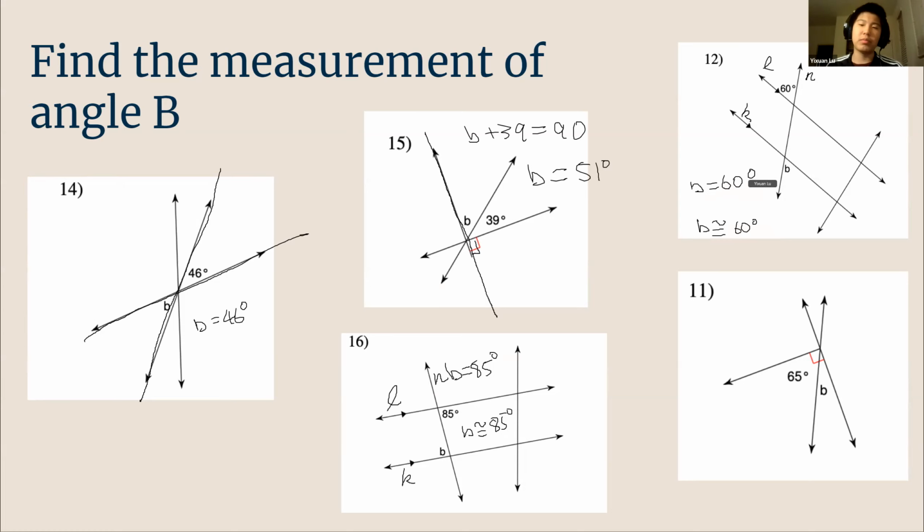Now in the final problem, we see that 65 and B make up a right angle, not a right triangle, a right angle. So we know that 65 and B are complementary. So B plus 65 equals 90. So B is equal to 25 degrees. I'll leave that on there for a bit for you guys to copy, and then we'll move on.